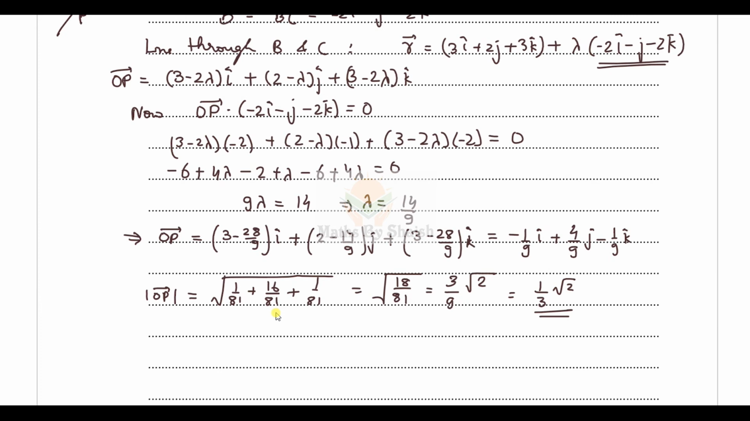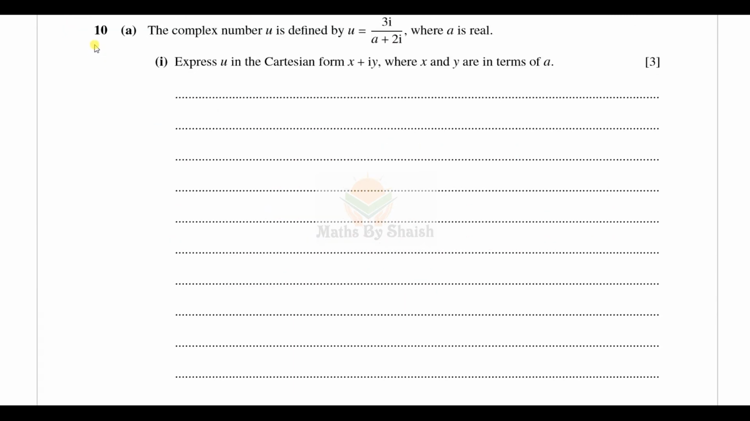Here's question number 10, and the last question of this paper. The complex number u is given by this, where a is real. Express u in the Cartesian form x plus iota y, where x and y are in terms of a. Of course, we know it is in fractional form, so we will multiply by its conjugate to transform it into this form.